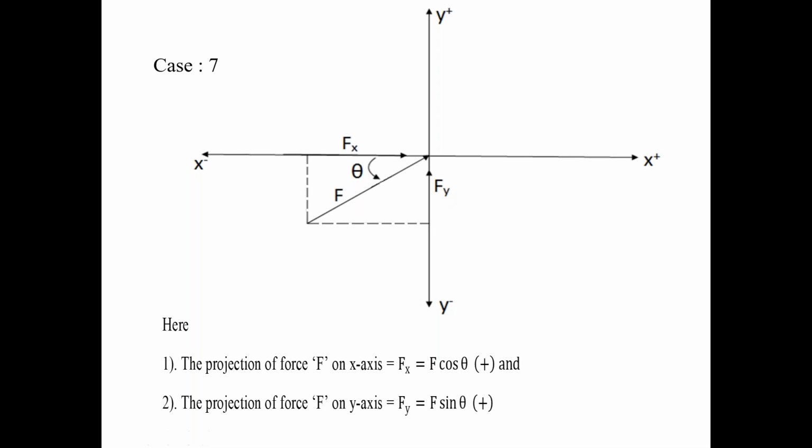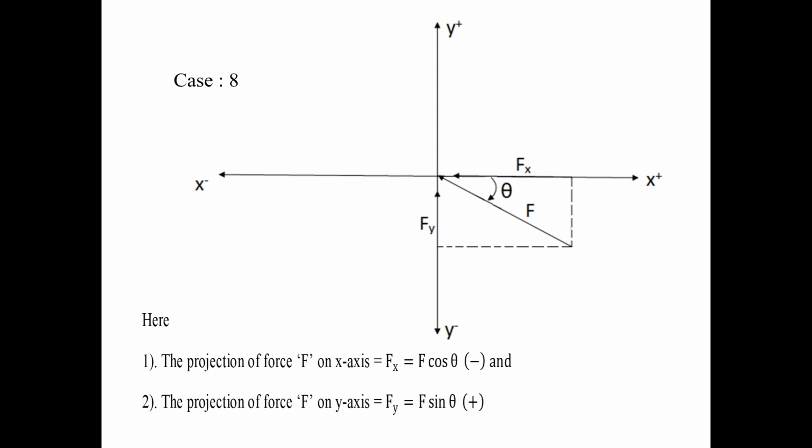So in the seventh condition, Fx projection is positive because the direction of Fx is towards the positive x-axis. Fy is positive projection because Fy direction is towards the positive y-axis. Fx is equal to F cos theta. Fy is equal to F sin theta. Both are positive projections.